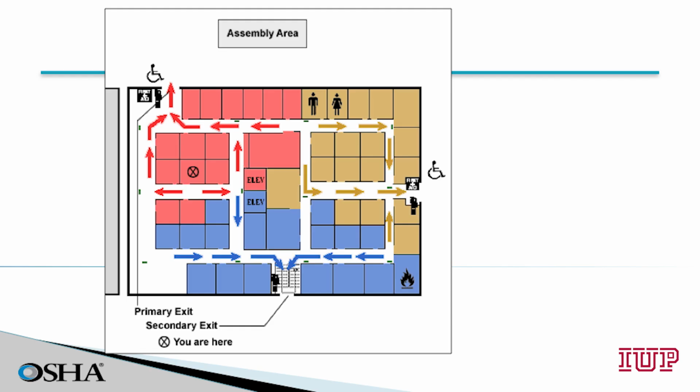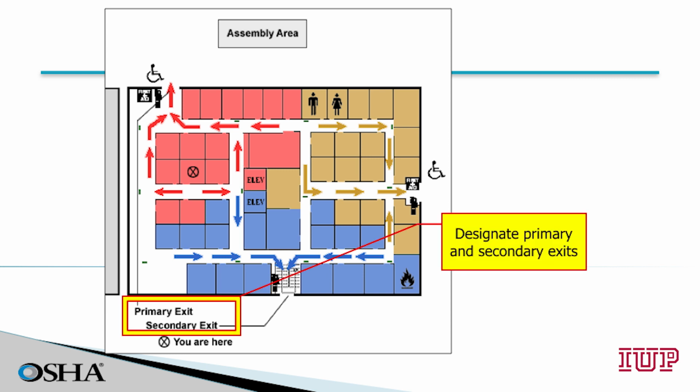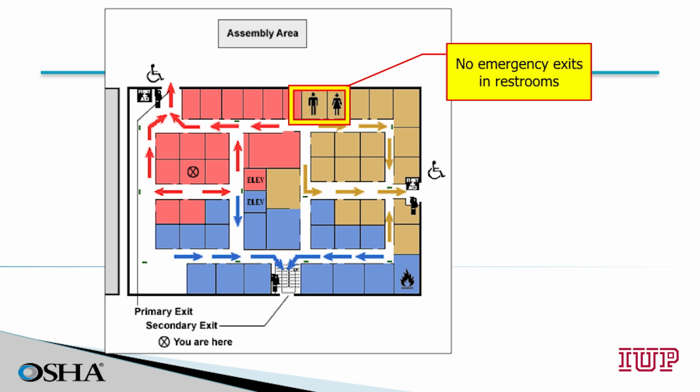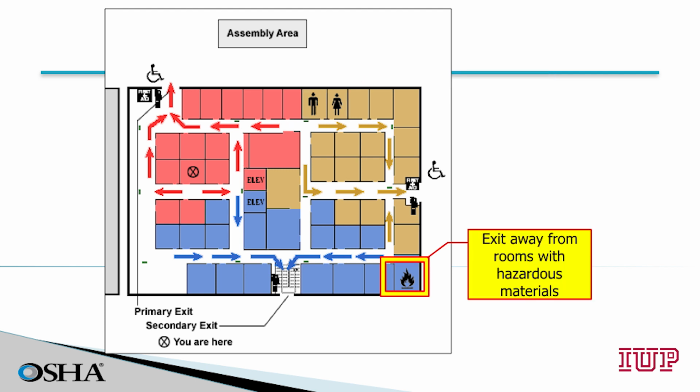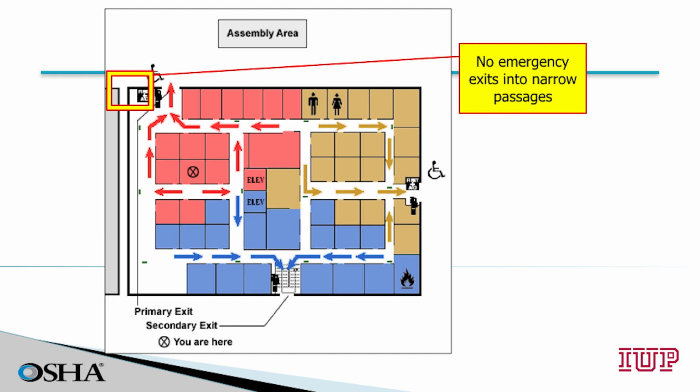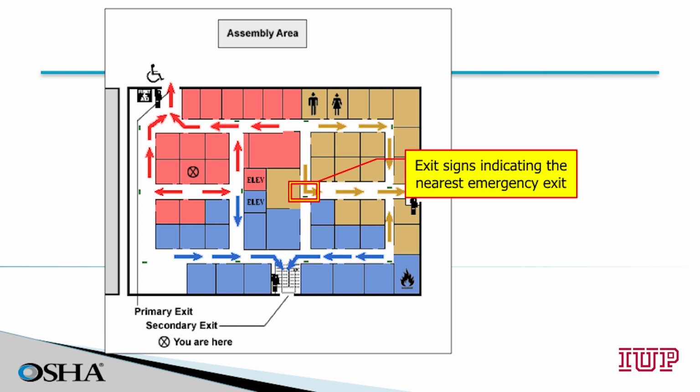Here's an example of a map that may be part of your emergency action plan. All the essential elements are included on this map, including an assembly area and your primary and secondary exit routes. It may also show that you are here. So we want to ensure that we designate our primary and secondary exits. We want to ensure that there's no exits in our restrooms. We want to ensure that the exit is away from rooms with any hazardous materials. We want to ensure that our emergency exits don't lead into a narrow passageway. We want to make sure that exit signs indicate the safe path of travel.